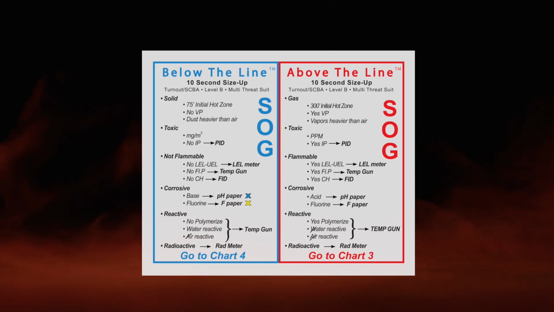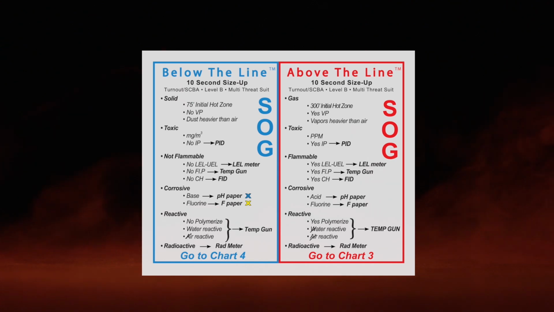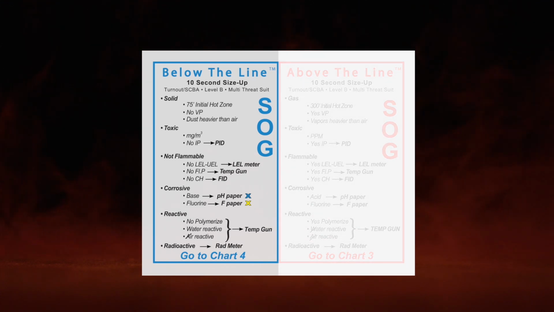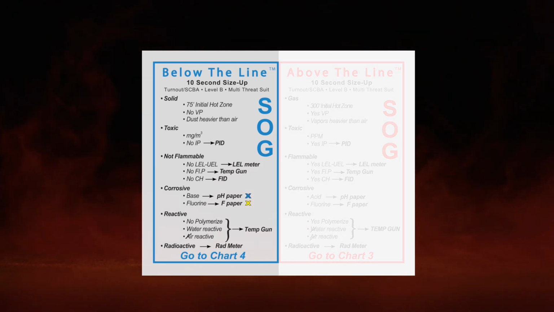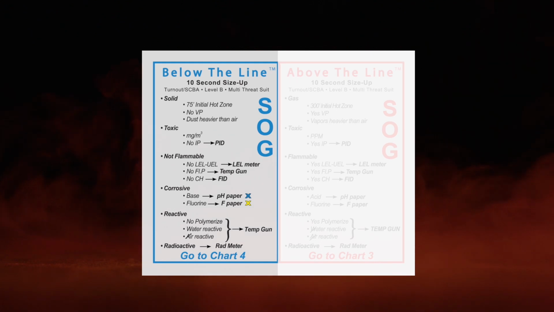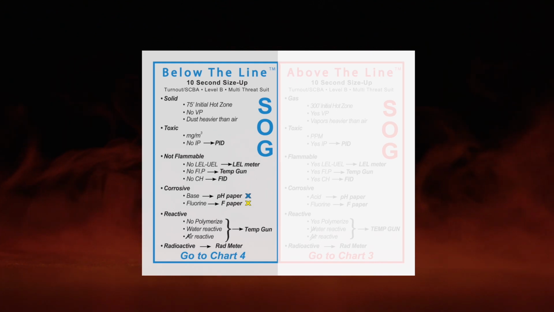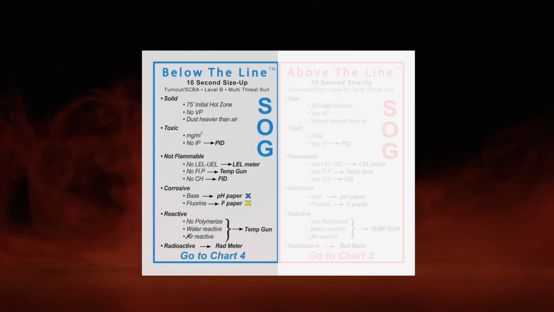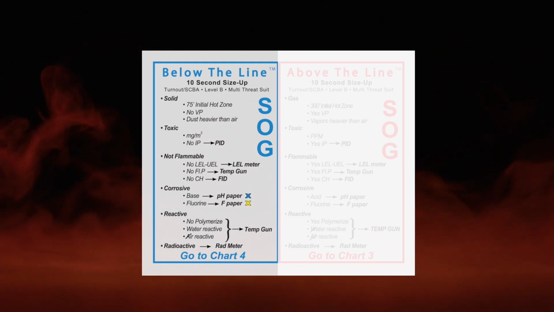And underneath each one of those are the bullets that tell you whether it's flammable or not flammable. So for instance, below the line used to be a solid, it's still a solid. Then you go down to toxicity. Since it's a solid, it's going to be toxic in milligrams per cubic meter. Since it doesn't have an IP, the PID is not going to work. So it's the same basic information, just put in a different order. You can look at that above the line and below the line. Same kind of thing. And what we tried to do is match everything up.